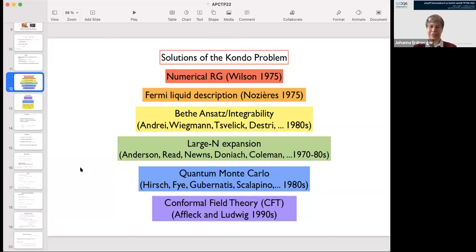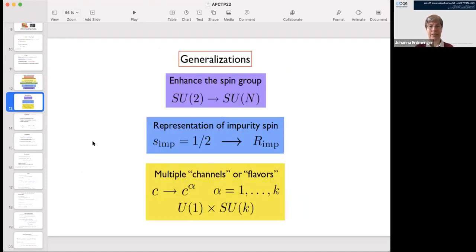So this is just to show that this is a super nice model because it describes something which is really there in experiment, in nature, but on the other hand, it really gave a big push to lots of developments in theoretical physics as well. Okay, and there's a number of generalizations that can be made.